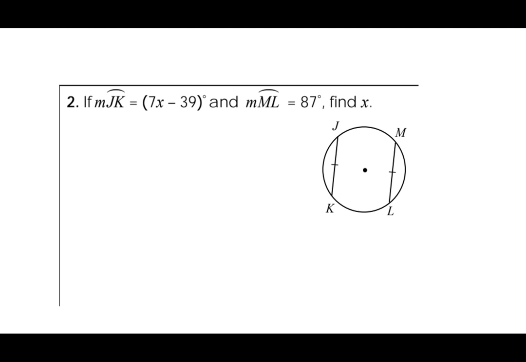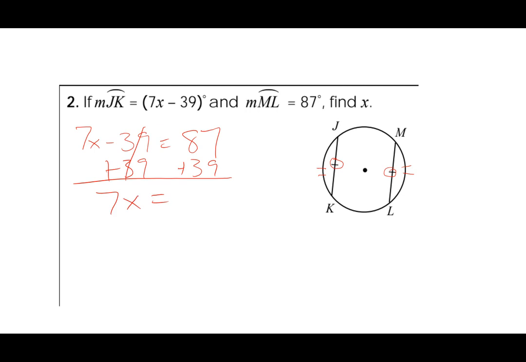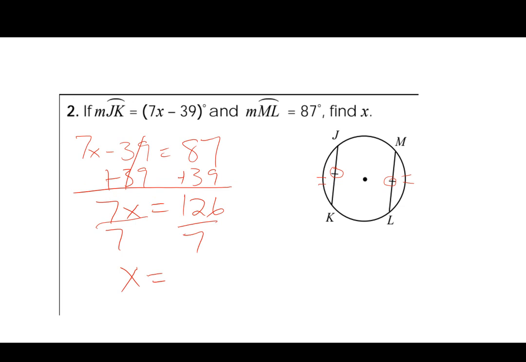Here's another example. This is number 2. They tell us in this case that the chords are congruent. So then we can say that the arcs are congruent. So we're going to set the expressions equal to each other. So add your 39 to both sides. We get 7x equals 126. And then divide by 7. We get x equals 18.